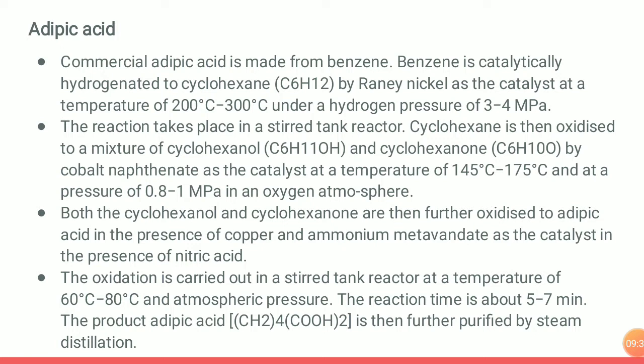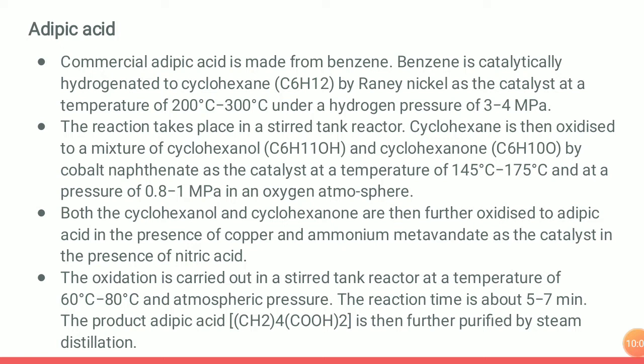Cyclohexane is again oxidized to cyclohexanol and cyclohexanone by cobalt naphthenate as a catalyst at a temperature of 145 degrees Celsius to 175 degrees Celsius at a pressure of 0.8 to 1 megapascal in an oxygen atmosphere. So generally, whatever cyclohexane we are getting from benzene is again oxidized to cyclohexanol and cyclohexanone, and the catalyst used is cobalt naphthenate.